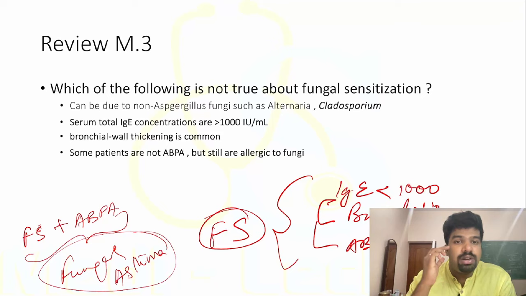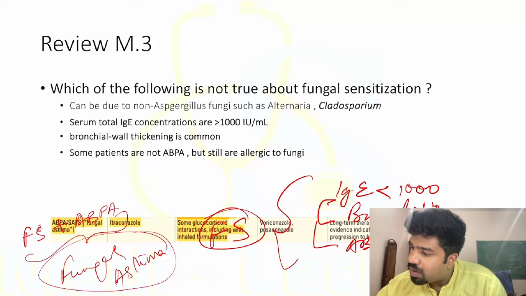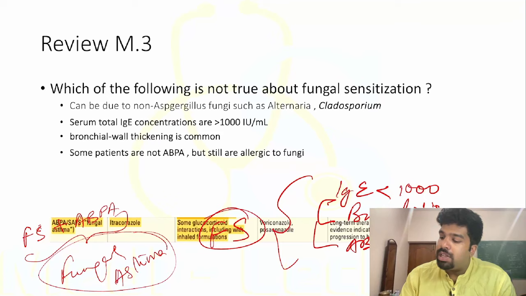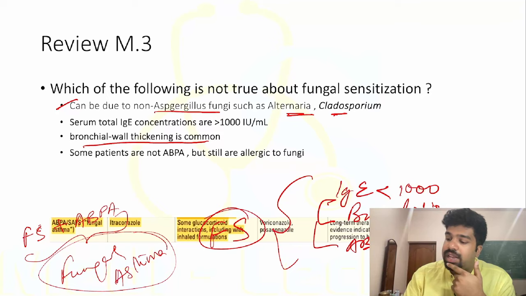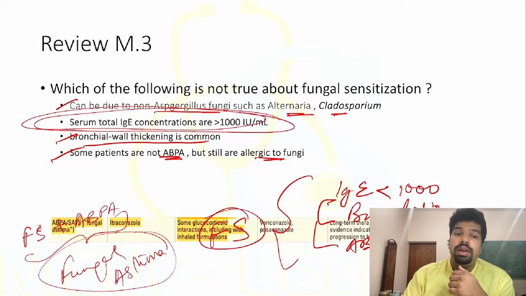Which of the following is not true about fungal sensitization? It can be due to non-aspergillus fungi such as Alternaria and Cladosporium. It is true. Serum total IgE concentration of more than 1000. No, it is false. It is less than 1000. Bronchial wall thickening is common. It is true. Some patients are not ABPA but are still allergic to fungi. It is true. They are not fitting into ABPA. So this is the correct answer. So the serum IgE levels will be less than 1000 in patients with fungal sensitization.